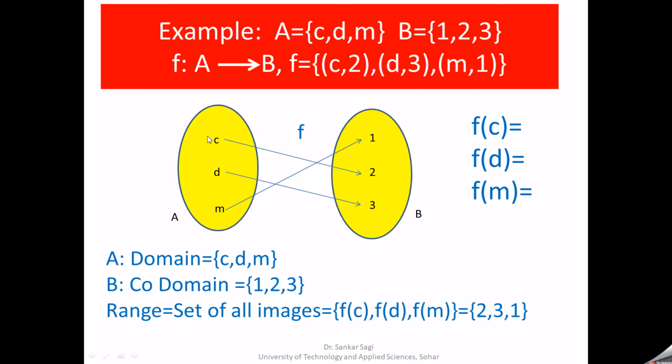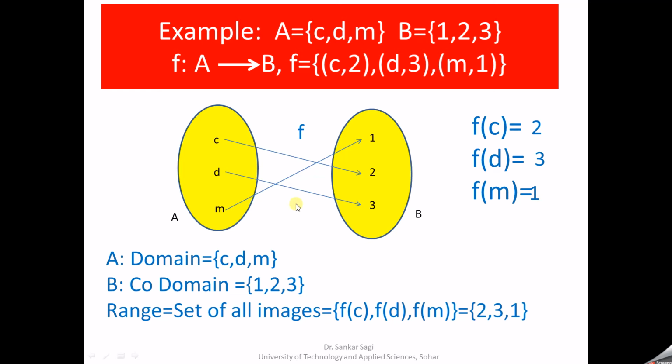So we can write it as f of c is equal to 2. So the image of c under f is 2. f of d is equal to 3. So the image of d under this function f is 3. And f of m is equal to 1. So the image of m under this function f is equal to 1.